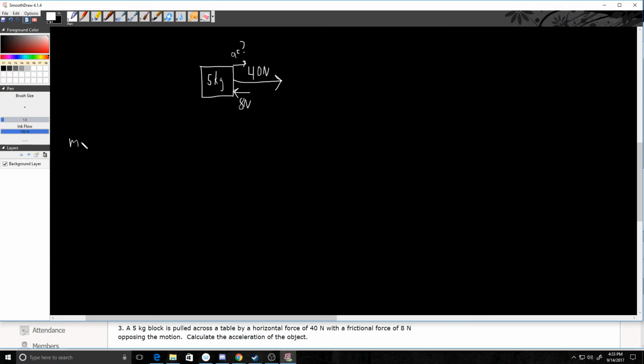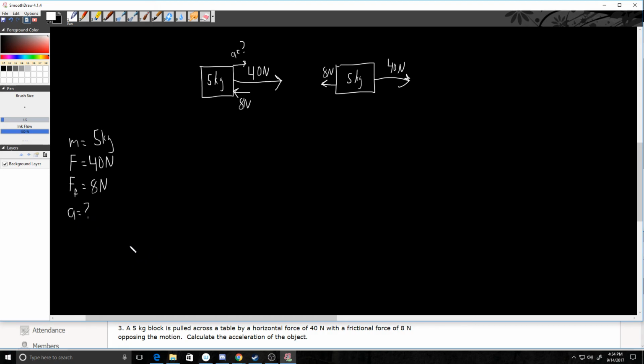So we have mass is 5 kilograms. We have the force we're applying, in this case, 40 newtons. Maybe a better way to depict this is: if this is the force I'm pulling with, friction would be in that direction. Either way would be right. I'm going to call that the force of friction, 8 newtons, and we want to know the acceleration.